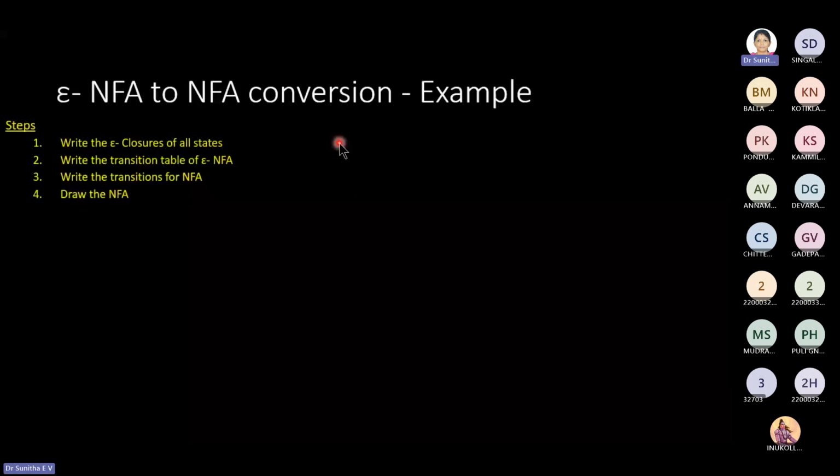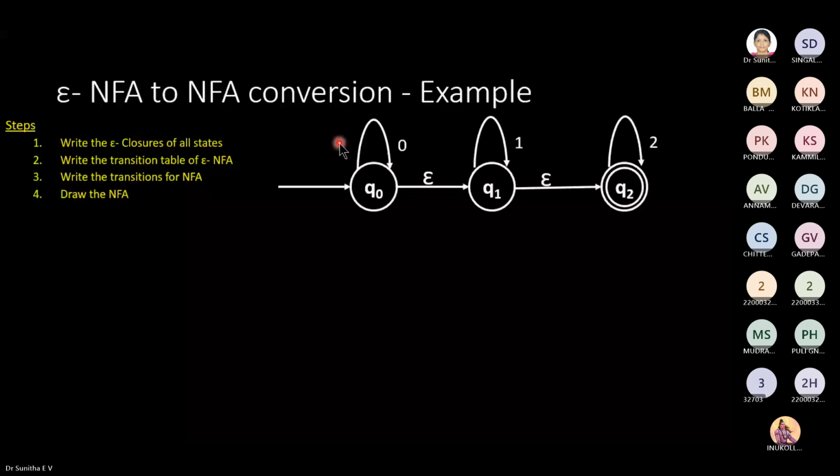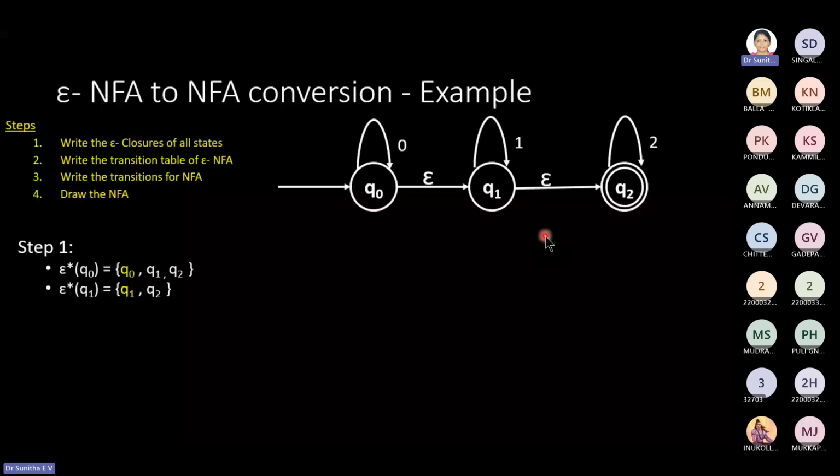So let us consider the same example. For this machine, we know the epsilon closures. First, write the epsilon closure of Q0. It is Q0, Q1, Q2. Then epsilon closure of Q1. It is Q1, Q2. Then epsilon closure of Q2. Then draw the transition table of this machine.